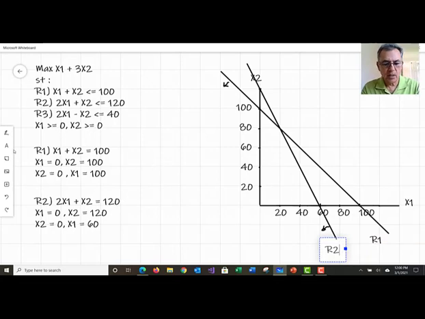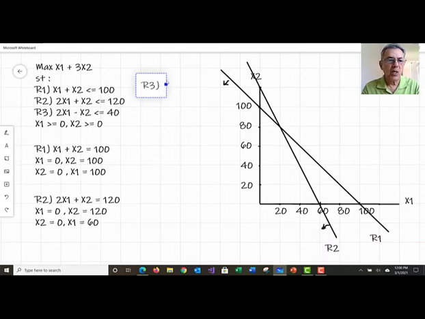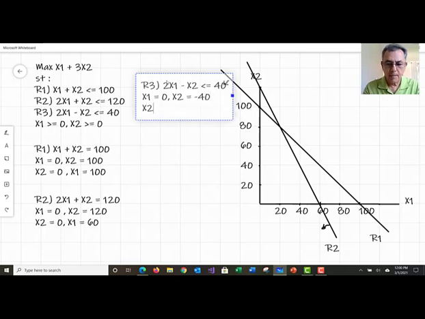In this case, I have 2x1 minus x2 less than or equal to 40. So I let x1 equal to 0. That gives me x2 equal to minus 40. Okay. I let x2 equal to 0. That gives me x1 equal to 20. So now I will connect these 2 points.